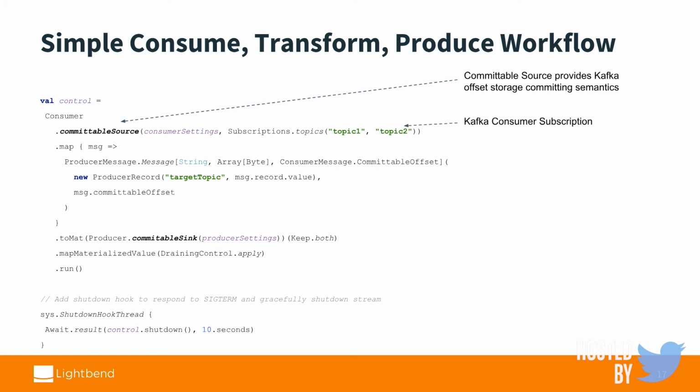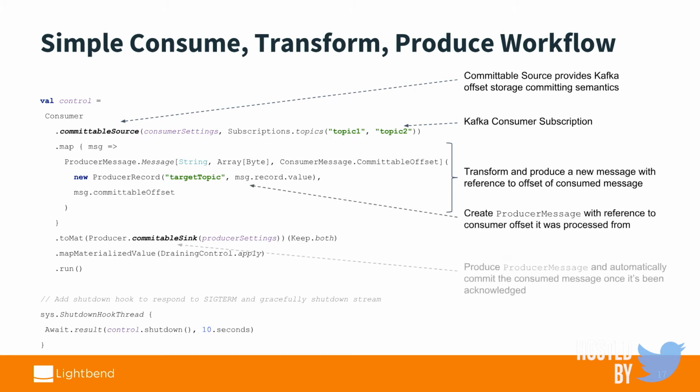A simple topic subscription of where the messages are coming from. Really naive transformation, which is actually not doing anything except passing that message along. And then a sink, which is basically producing it to the subscription found here and committing that the messages we consumed were read.